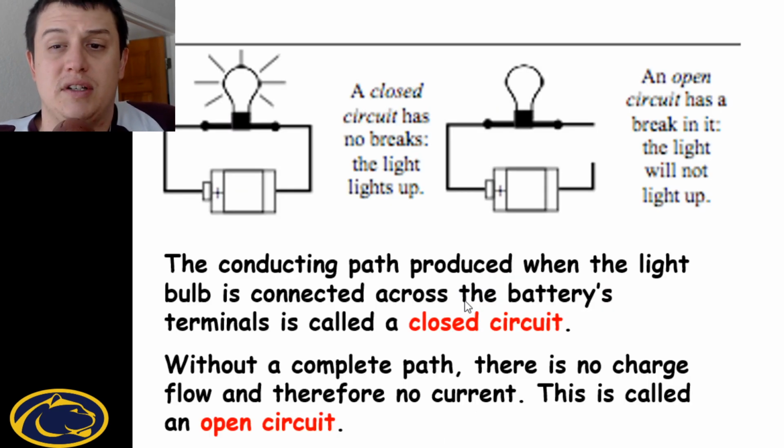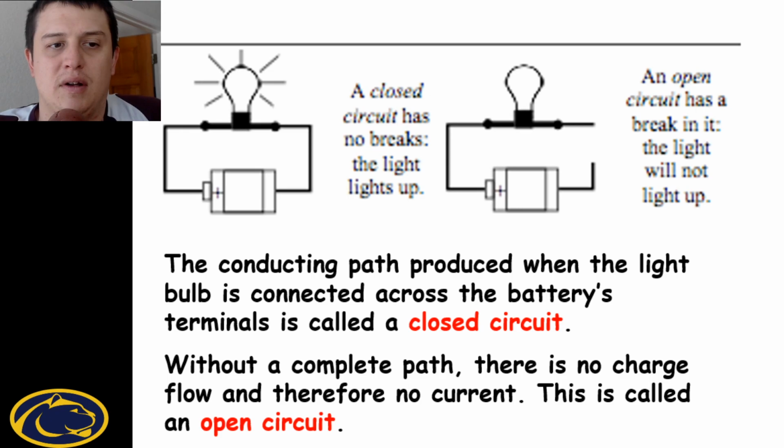So the conducting path produced when the light bulb is connected across the battery's terminals is called a closed circuit. So right here you have a closed circuit on the left because you see that it's all connected here. No breaks in it. The picture's in the way a little bit there, but let me move it for you. So now you can see that there's no breaks in the circuit. This one, it's open because there's a nice big break right here.